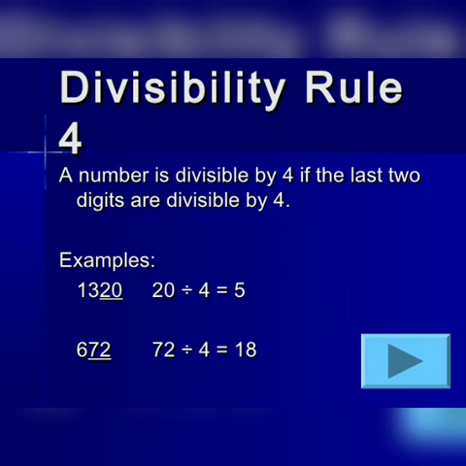Next example is 672. Here the last 2 digits are 72. I am dividing 72 by 4. Our quotient is 18 and our remainder is 0. So 72 is divisible by 4. Therefore 672 is also divisible by 4.